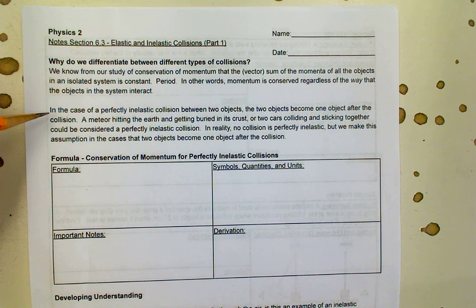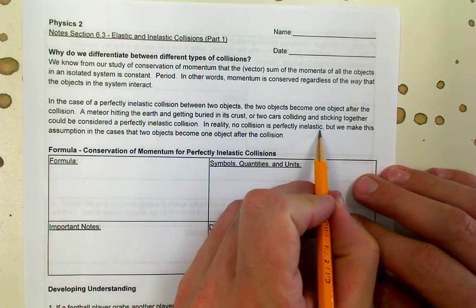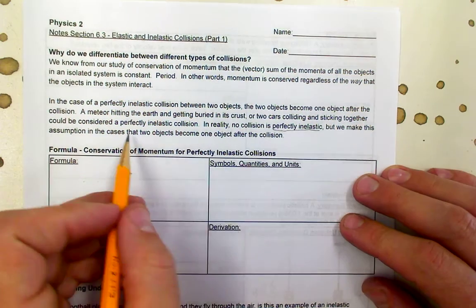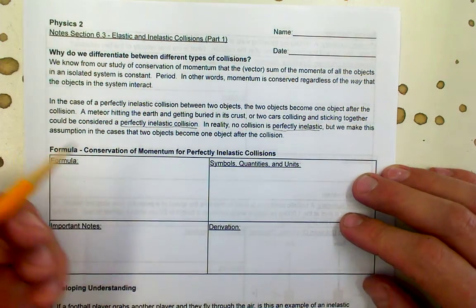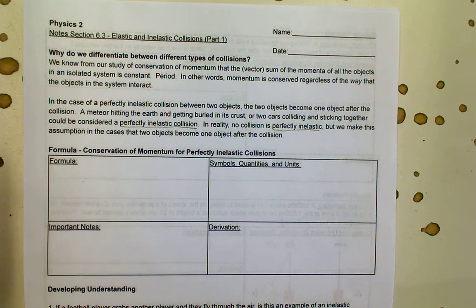This particular section, these guided notes, is really just about inelastic collisions and what I'm going to call perfectly inelastic collisions. What that means for us is that if two objects come into contact with one another and then they stick together and become one object, then that is a perfectly inelastic collision. And there are some examples here, right?